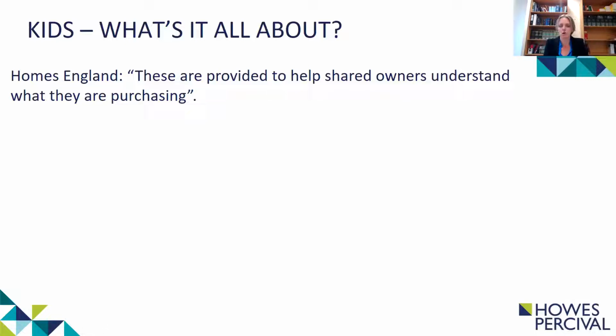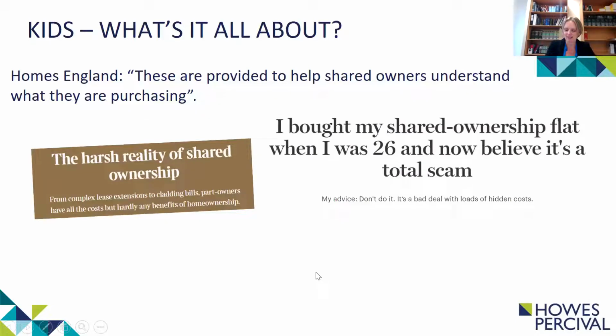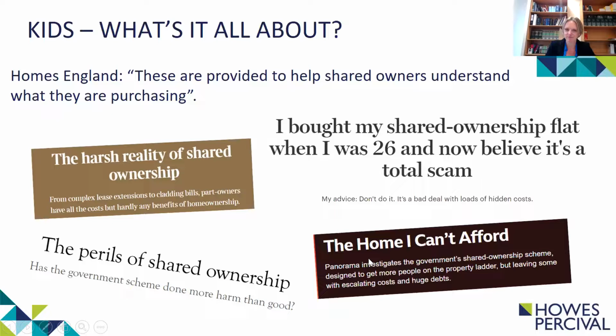So KIDs, what's it all about? In Homes England's own words, the KIDs are provided to help shared owners understand what they're purchasing. And you can't disagree with that as a principle. Shared ownership is complicated and buyers need to go into it with their eyes wide open. It seems to me that this is at least in part a reaction to some of the bad press that shared ownership has received in recent years. Now, I've got some headlines I found here that I've got up on the slide. A lot of the criticism focuses on costs and hidden costs in particular. And as we will see, costs are very much at the forefront of the new key information documents.